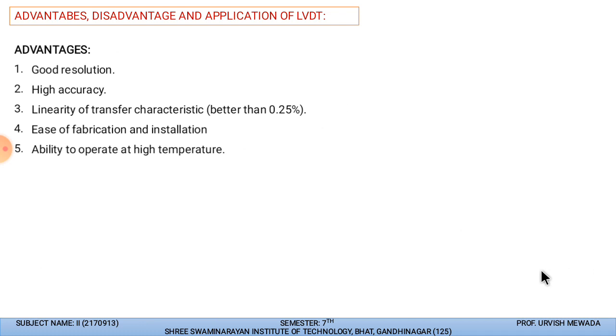Now, ability to operate at high temperature: yes, we can use this device whenever the temperature increases, and it will give adequate output at that point. So high sensitivity, say 2 millivolt per volt per 10 micron, this is a printing mistake.